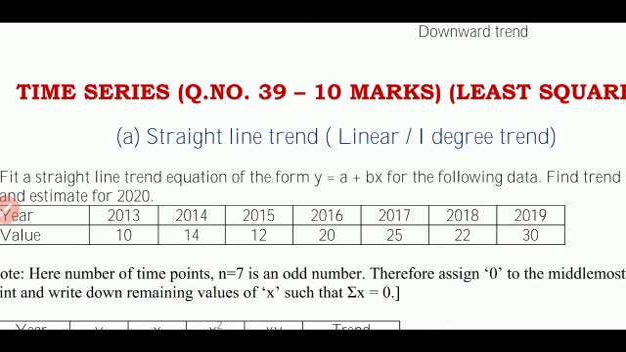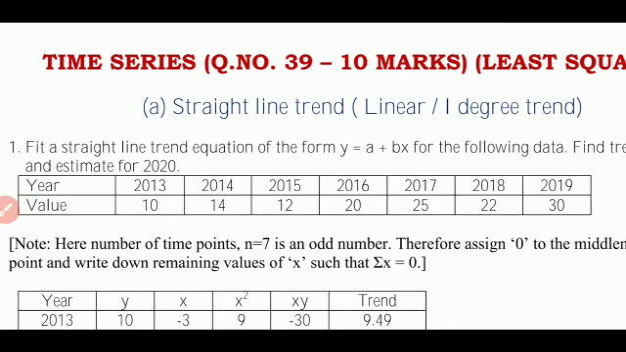So in the previous class, we did an example on least squares method. Least squares method is nothing but one method to calculate secular trend. There are actually four methods. Again, I am repeating. The first one is a graphical method. The second is a semi-averages method. The third is a moving averages method. And the fourth is a least squares method.